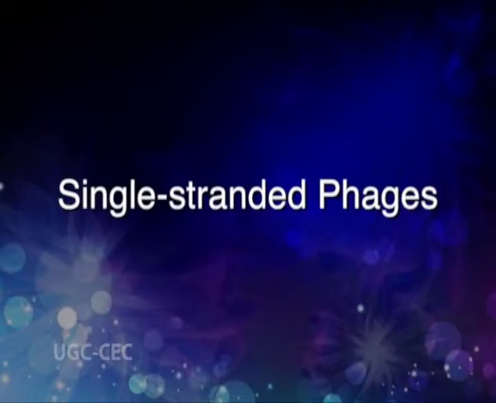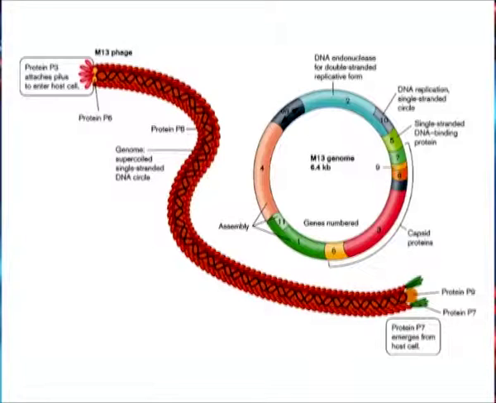Single-stranded phages. This is another category of bacteriophage which contains single-stranded DNA, also known as the infective strand. When they infect the bacteria, this single-stranded DNA converts into double-stranded DNA, that is the replicative form. This double-stranded replicative form can further be isolated and used for cloning. Phage M13 is the one most widely used for this purpose.